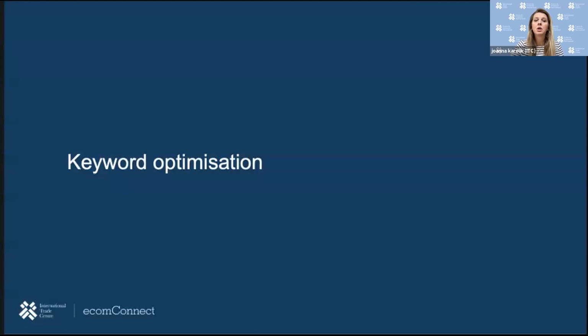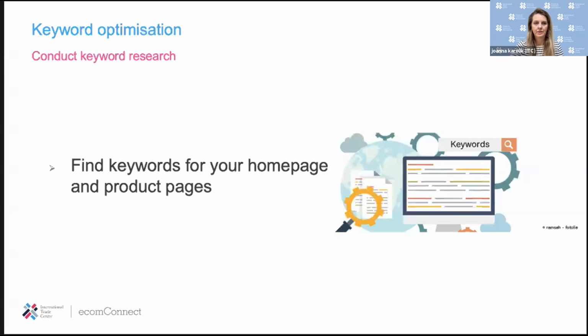So let's start with keyword optimization. Okay, so what you have to start with is you need to conduct keyword research. This is the base. You need to find keywords for your homepage, product and services pages, and any page that you have on your website. You need to understand what your keywords are.